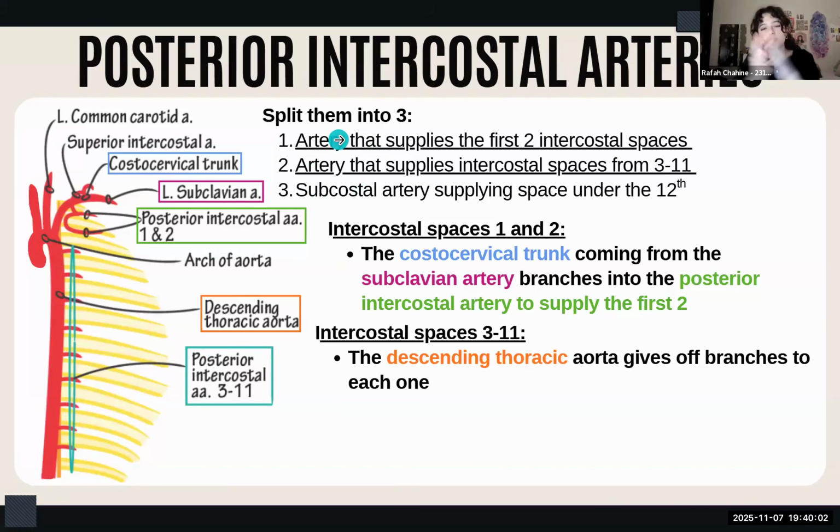The ones that are highlighted are the ones that we're going to mention in this slide specifically, okay? Let's start off with the intercostal spaces of 1 and 2. We said that those are going to be supplied by one artery. Where does this artery come from?